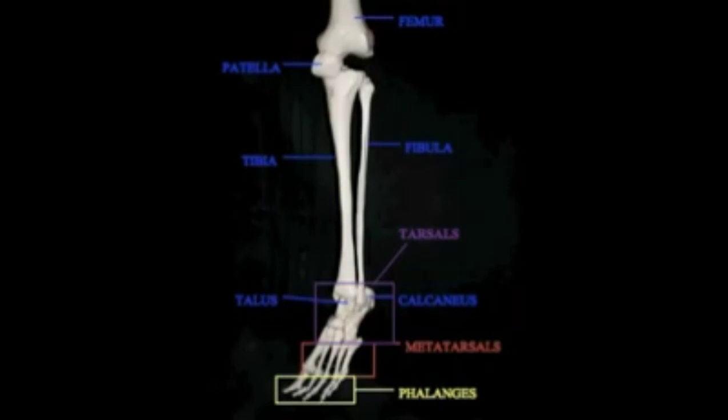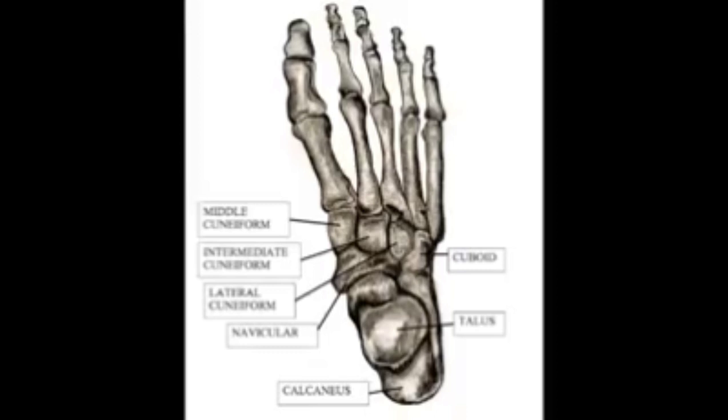Then, much like the hand, the foot is divided into three portions: the tarsals, the metatarsals, and the phalanges. The talus, or the ankle bone, and the calcaneus, the largest bone in the foot, also known as the heel bone, are also shown here.